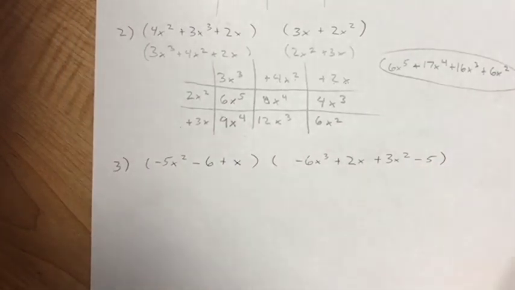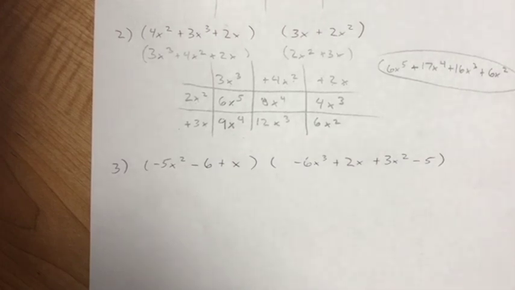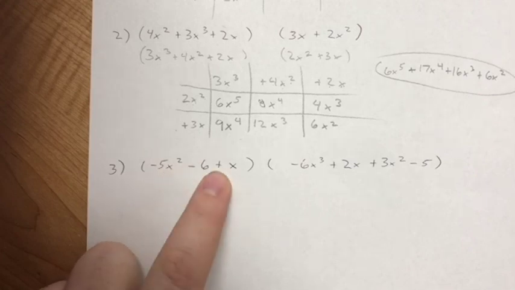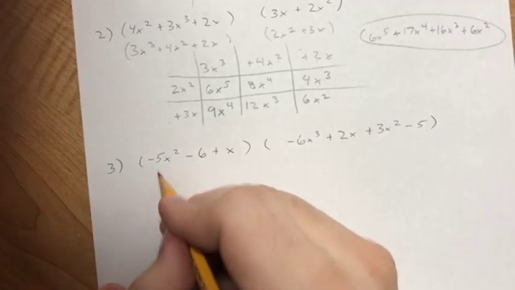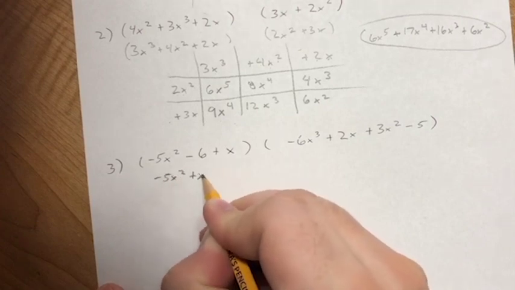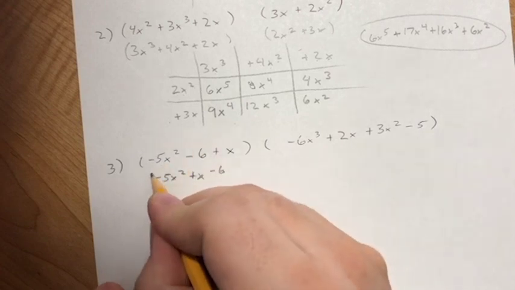All right, I'm going to do this last one with you just to continue with the practice. Let's make sure everything is in standard form. Right off the bat, it isn't. This is an x squared, and then x is at the end. So we need to rewrite this one as negative 5x squared plus x minus 6. That's now in standard form.